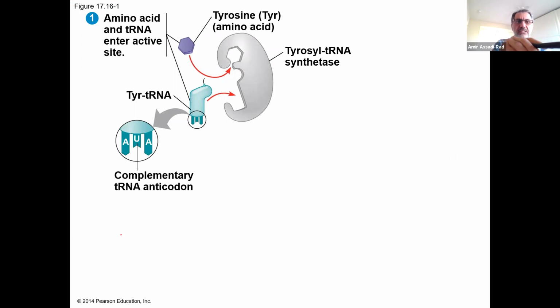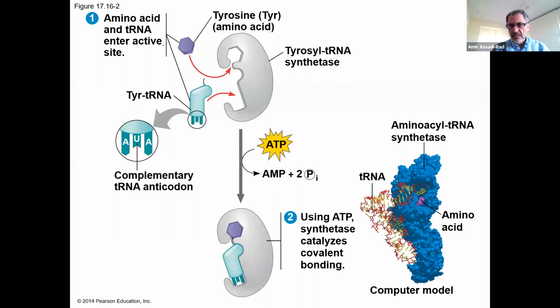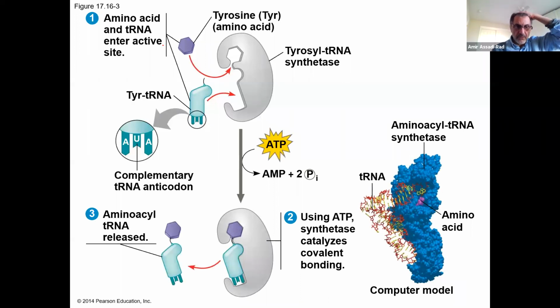So this is the amino acid tyrosine, and this is tyrosyl-tRNA synthetase. And then what happens, as you can see, it comes in here. This molecule puts that tRNA and that amino acid together. And right here, they're showing you the wobble, and so on.